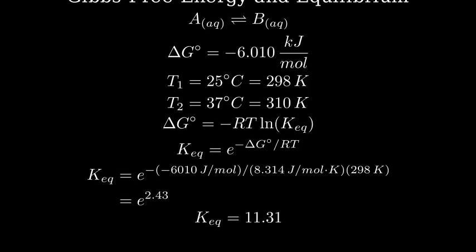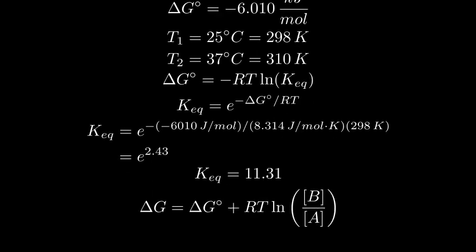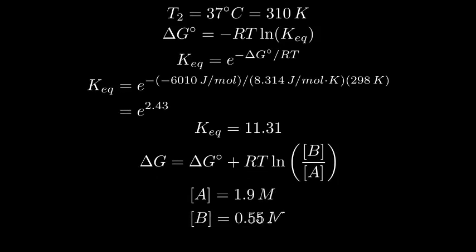For the second part, we need to find delta G at body temperature. The equation for delta G is delta G equals delta G naught plus RT ln of the quotient of concentrations of products over reactants. We're given that the concentration of A is 1.9 molar and B is 0.55 molar. Let's plug everything into our equation.